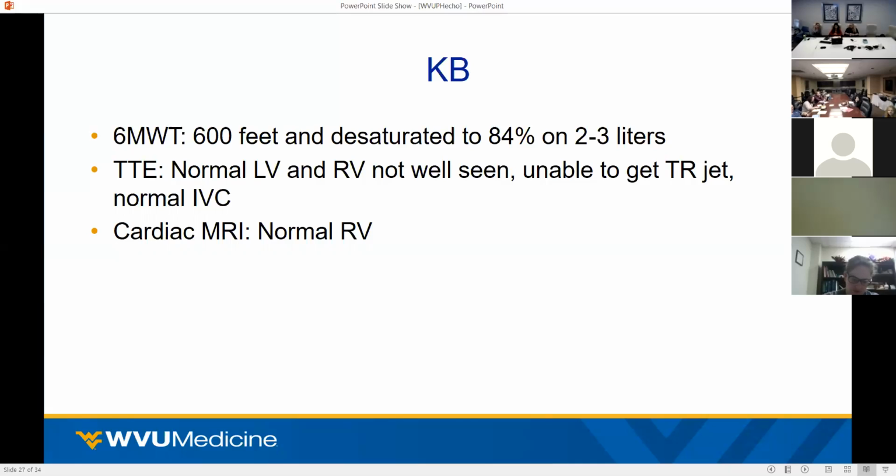When you do the echo, she has a normal LV, and RV is not well seen. And she has a normal IVC, and we did cardiac MRI. The RV was normal. So it was a little bit puzzling, but we moved on. Next slide.